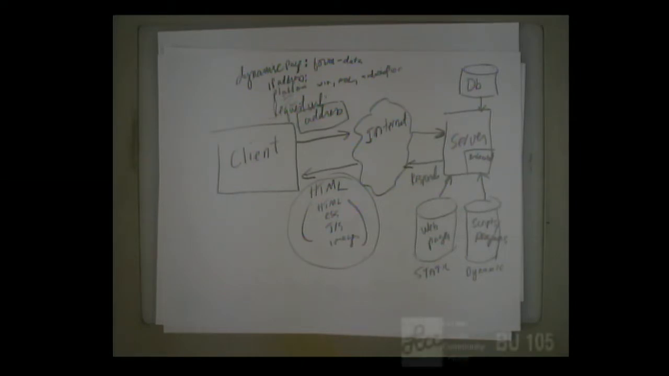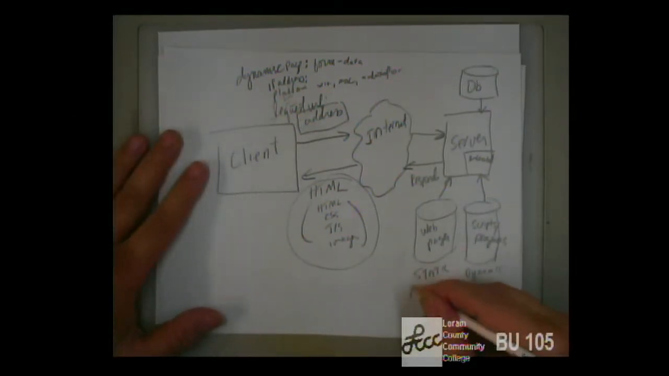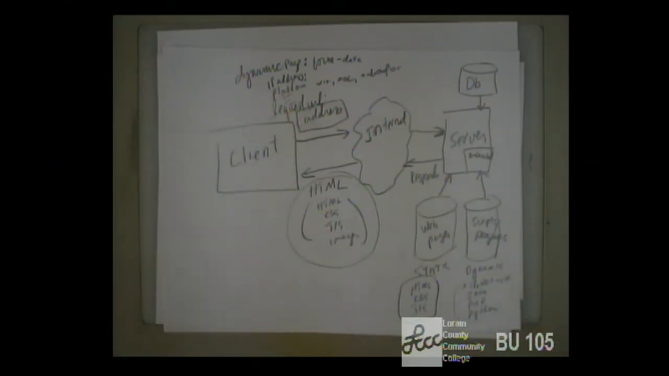Questions about this process. What are the languages that we use here? These are just plain old HTML, CSS, JavaScript. These are the things we've been doing all along. These pages are written in ASP.NET plus C Sharp, or Java, or PHP, or Python, or whatever. There's a whole bunch of different tools that you can use to create dynamic web pages.